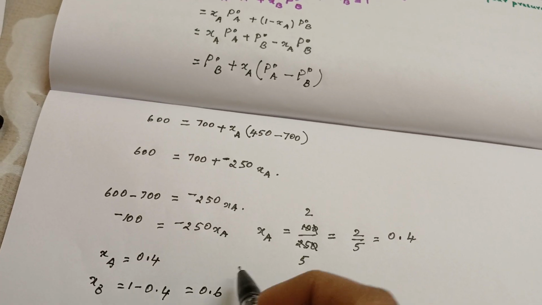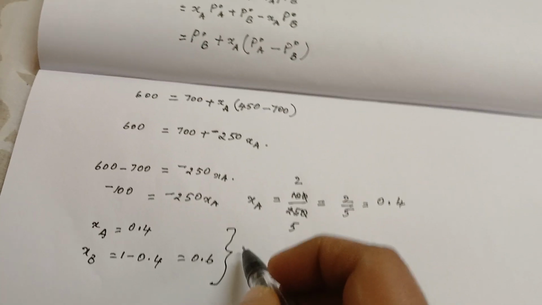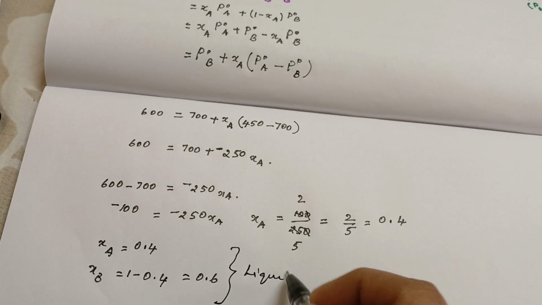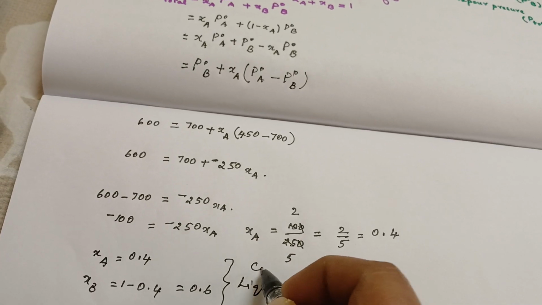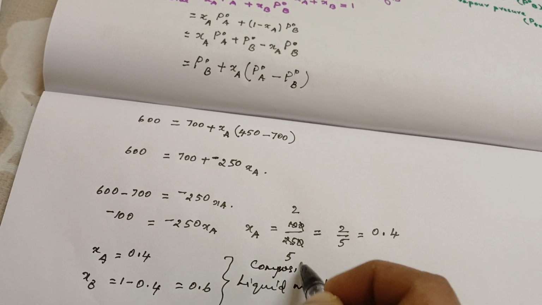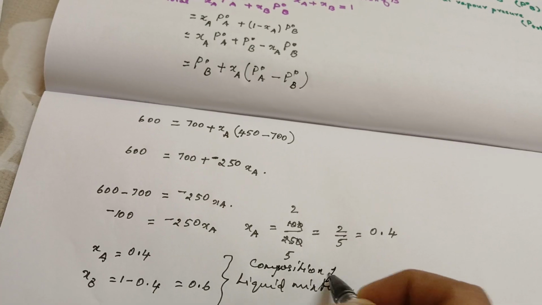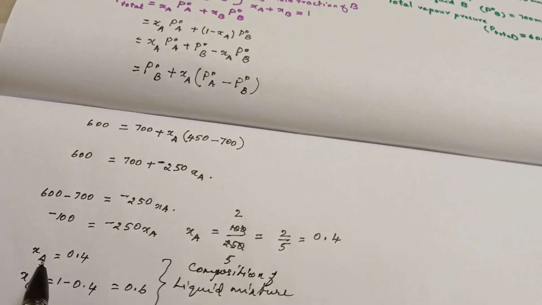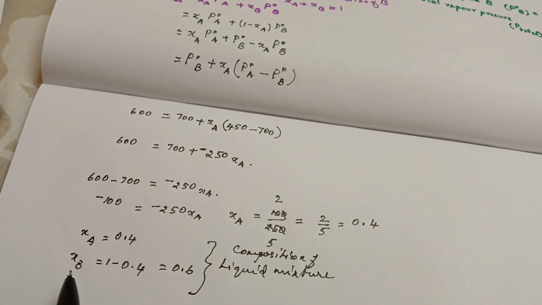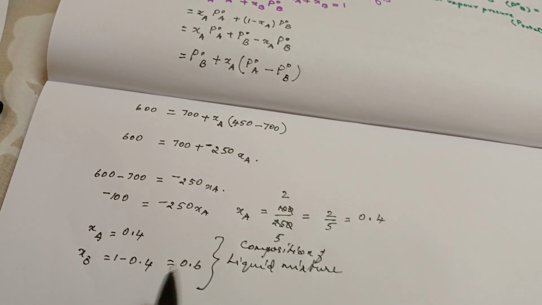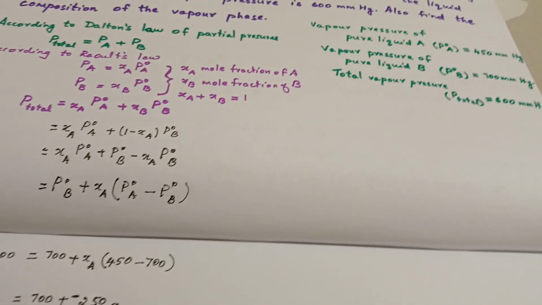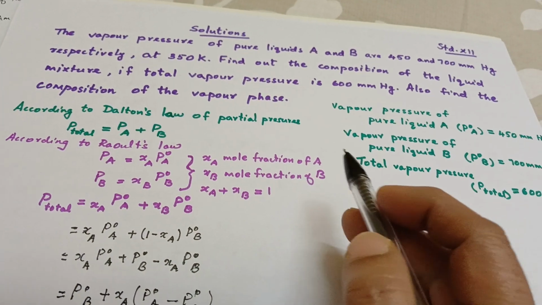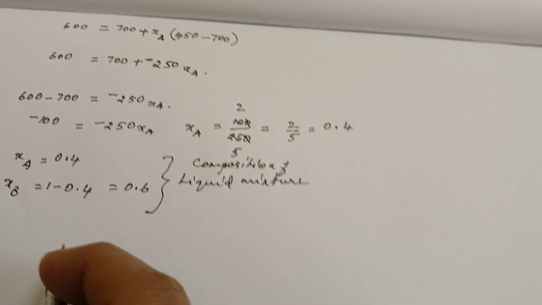So this is the composition of the liquid mixture. That is, there will be 0.4 moles of XA and 0.6 moles of XB in the liquid. Next part of the question is we need to also find the composition of the vapor phase.